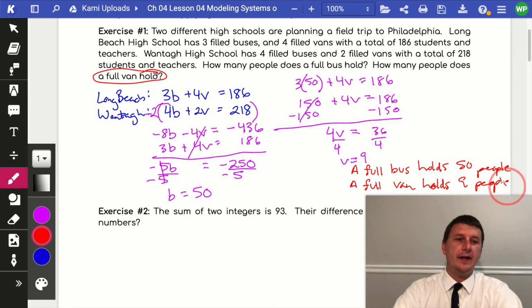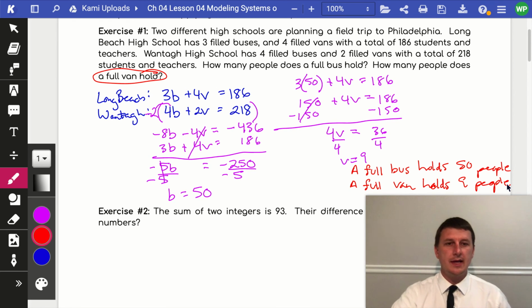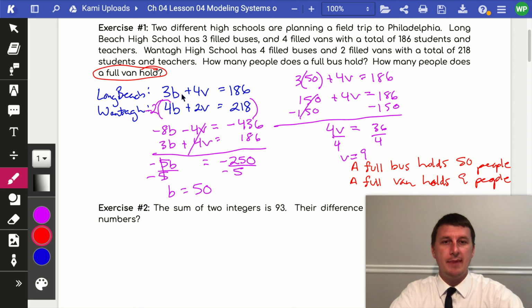So at this point, we've answered both parts of the question: how many people a full bus holds and how many people a full van holds. And we did that by setting up a system and solving it using the elimination method.